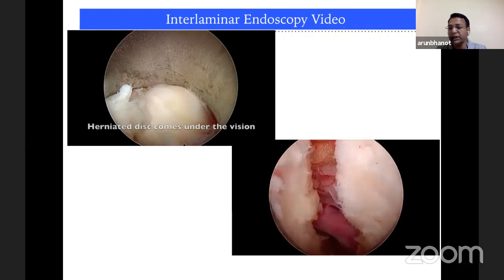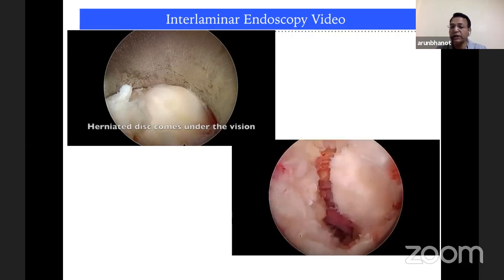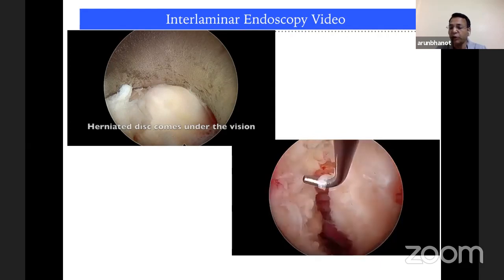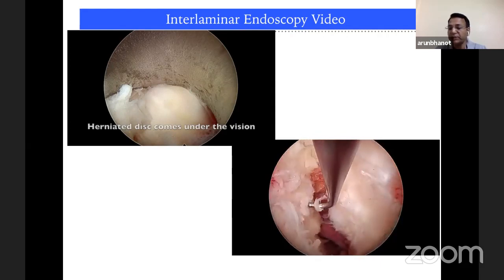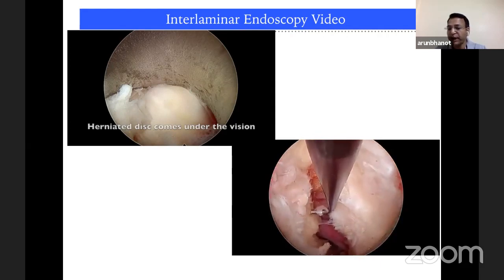And now if you see, this is what I meant, that it is not only the size, but you can see the small opening in the ligamentum flavum. This is a 4 millimeter wide probe, and you can see this much is the size of the opening in the ligamentum flavum. So this is the difference between interlaminar endoscopy and the other posterior approaches.